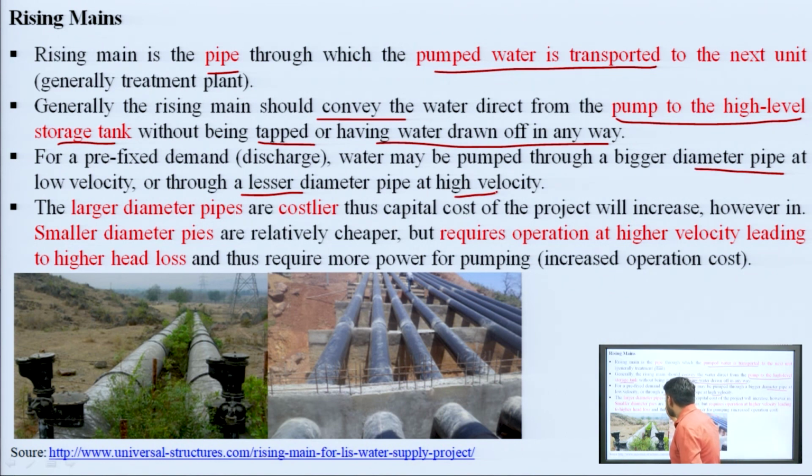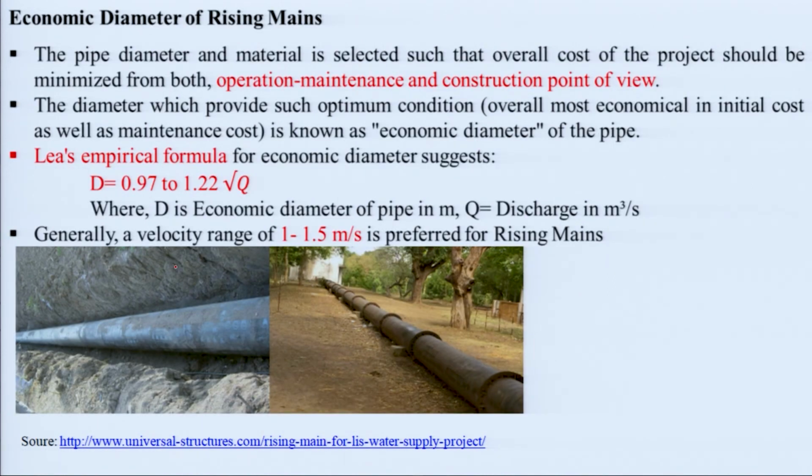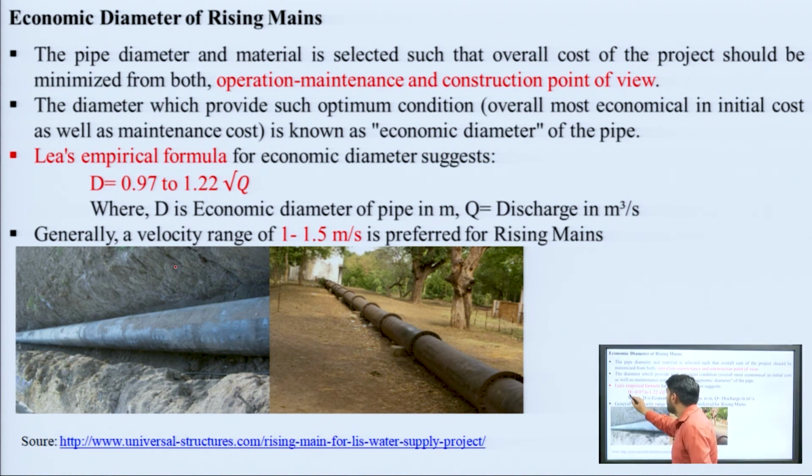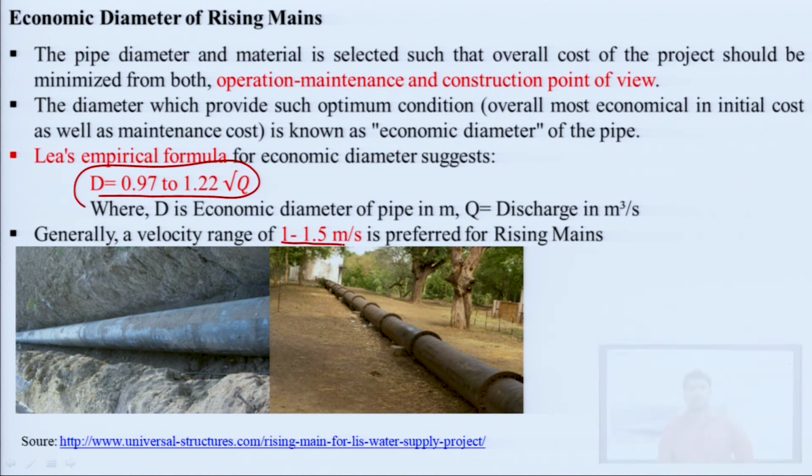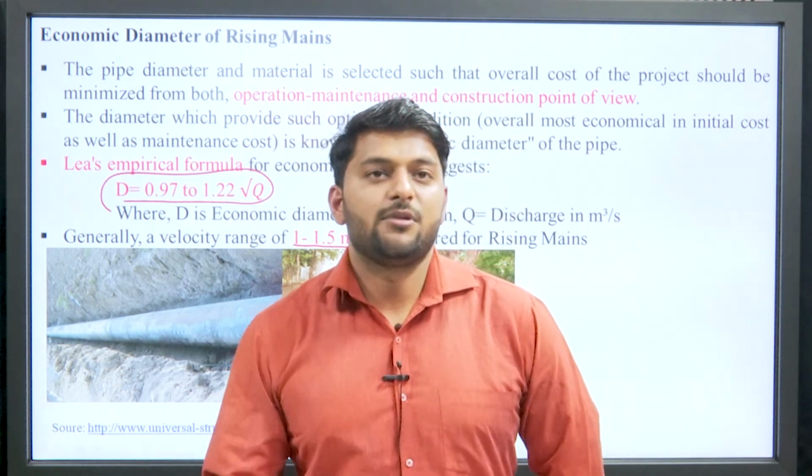Larger diameter pipes are costlier, which increases the cost of the project, and smaller diameter pipes are relatively cheaper but require higher velocity, which results in higher head loss. Thus we have to go for more power for pumping. So the pipe should be designed for economic value, and the economical diameter for a rising main will be D equals 0.97 to 1.22 root Q, and the velocity preferred for designing is 1 to 1.5 meter per second.